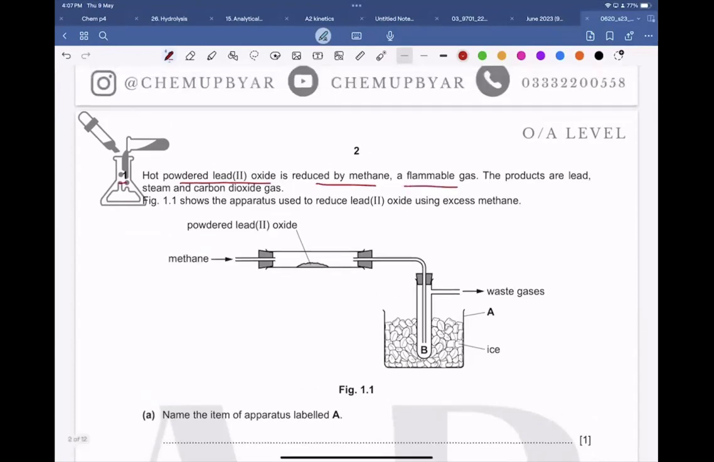A flammable gas. Okay, so hot powdered lead-2 oxide, lead-2 oxide means PbO, is reduced by methane, which means it is reacted by methane. They are telling you that methane is a flammable gas. The products are lead, steam, and carbon dioxide. So it means lead. Steam means H2O in a gaseous state. And carbon dioxide.